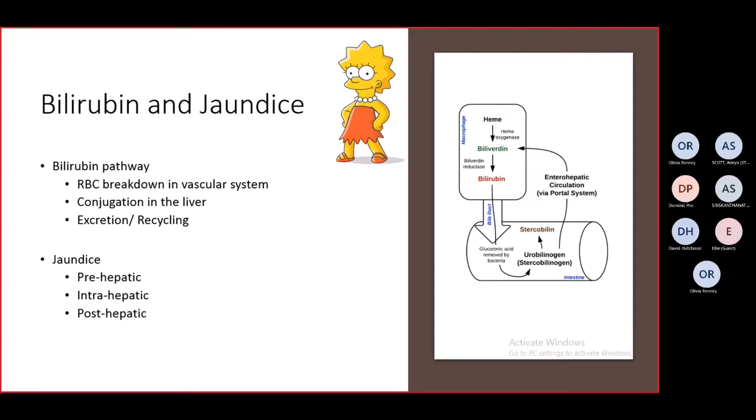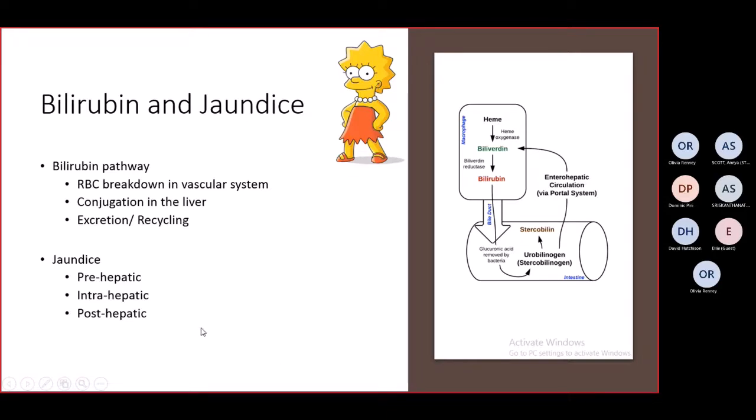And then post-hepatic jaundice. So this is when our bilirubin has been conjugated and now on the way out of this nice system here, something's blocking it, which is causing bilirubin to go into our bloodstream. So why might that be? And often it's because of a problem with our biliary tree. So it might be a stone, it might be an obstruction, something like that.